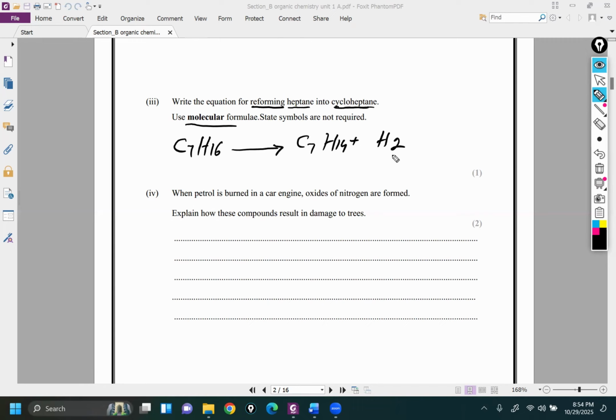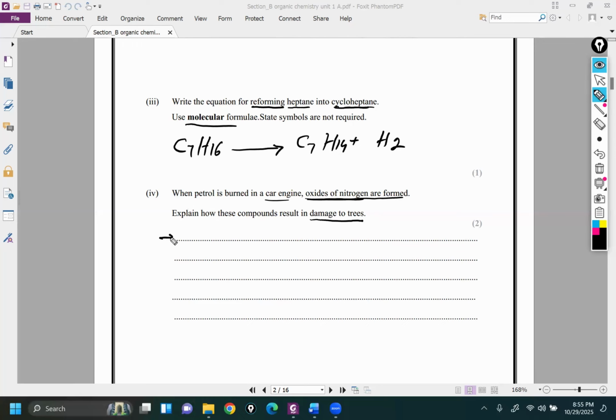When petrol is burned in a car engine, oxides of nitrogen are formed. Explain how these compounds result in damage to trees. It's a simple idea, like one is oxides of nitrogen and one is oxides of sulfur. They are produced when we burn fossil fuels in the car engines or in the factories. They mix with the water and they cause acid rain. So here simply you can say that nitrogen oxides, they're already giving us oxides of nitrogen.